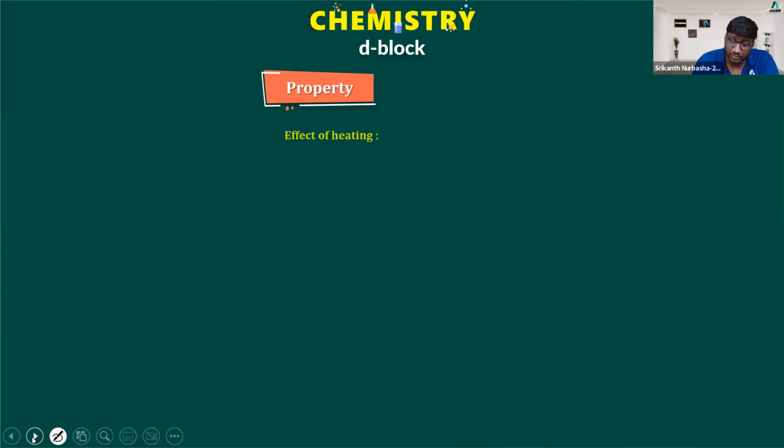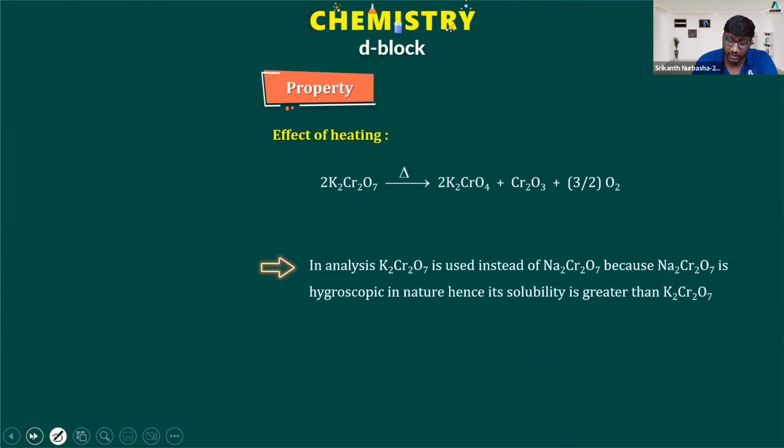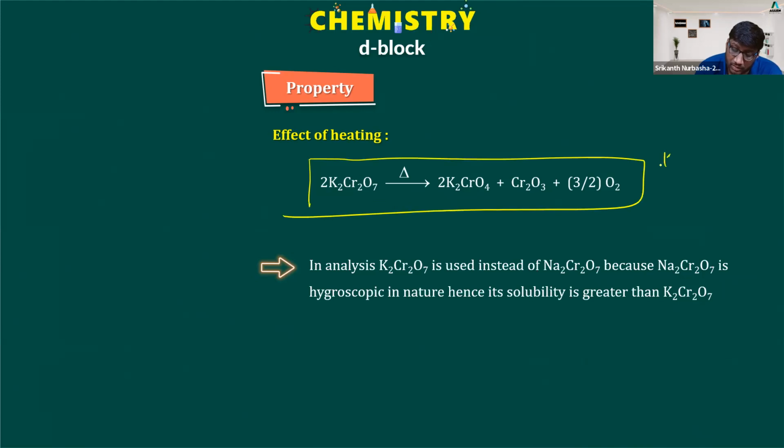Let us proceed further. Effect of heating. Write down this, very, very important. K2Cr2O7, upon heating, produces K2CrO4 and Cr2O3 and 3/2 O2. Whenever you are heating the dichromate, you will be getting chromate and oxide of chromium, Cr2O3, and you will be getting oxygen also released. This is the effect of heating of dichromate. Mechanism is not required as far as inorganic chemistry is concerned.